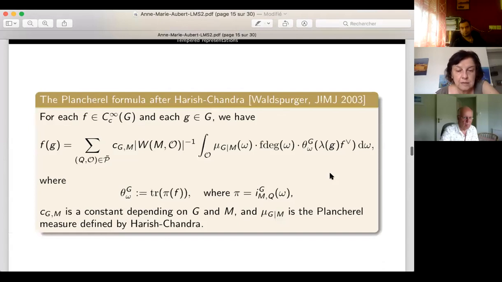So this formula is essentially the same as for real groups. So it's an important result. And okay, it also has an interpretation at the level of C-star algebras, but I hope I will be able to explain this tomorrow.